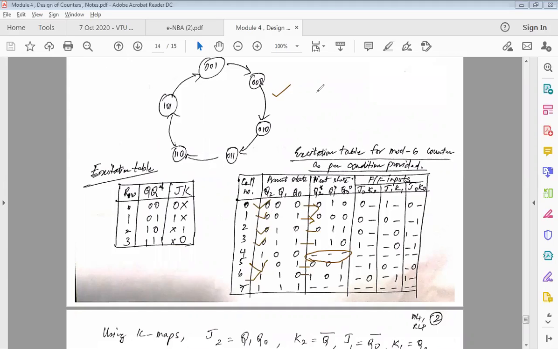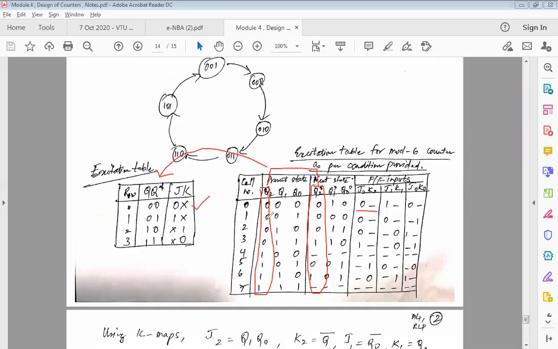No, sir. Okay. The next step is comparing Q2 and Q2 star. This one I think you all know. Just take this column. Think that there are only two columns now, Q2 and Q2 star. Just compare these two, and you will have to compare them with the excitation table of the JK flip-flop. So I have a 0, 0 here. 0, 0 means 0, don't care. So 0, don't care will come here.